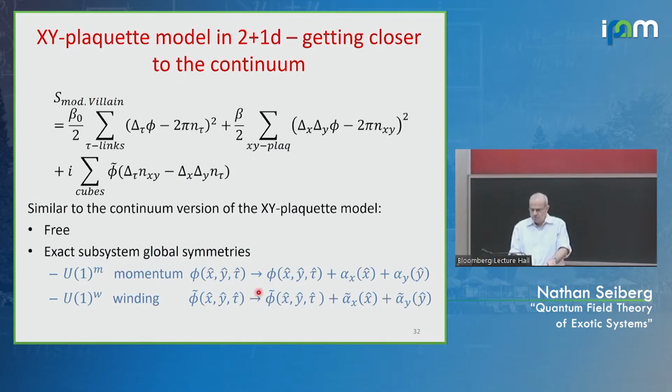And it has the momentum symmetry. You can check that if you shift phi by alpha of x plus alpha of y, these two terms are invariant, and this term is invariant because it doesn't depend on phi. And there is a winding symmetry. I can shift the new field, this Lagrange multiplier, phi tilde, by a function of x plus a function of y, and that's also invariant because it multiplies a total derivative. So these two are exact symmetries of the lattice model. So the new symmetry that we found in the continuum, about which one might have some suspicions, now exists already on the lattice.